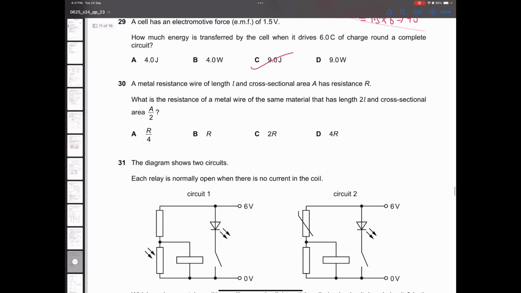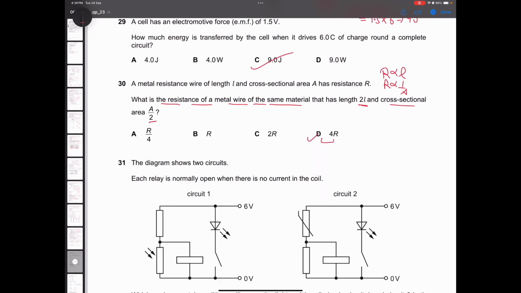Question number 30. This question has a metal resistance wire of length L, area A, and resistance R. Now we know that resistance is directly proportional to length and inversely proportional to area. What is the resistance of a metal wire of the same material that has a length 2L? They have double the length, which means the resistance will double, and they have made the area half. If the area is half, the resistance will double again. So the answer according to basic maths will be 4R.